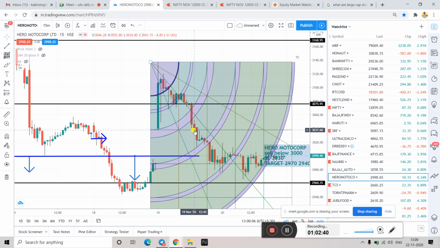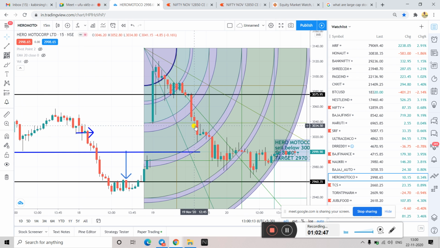Like this, you can see a small indecision candle formed at a Gann line, right? This one. Whenever the low of that is broken, you can go long. And where you'll book the target: the immediate next Gann line.